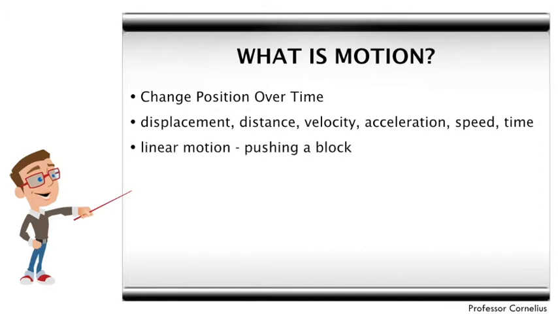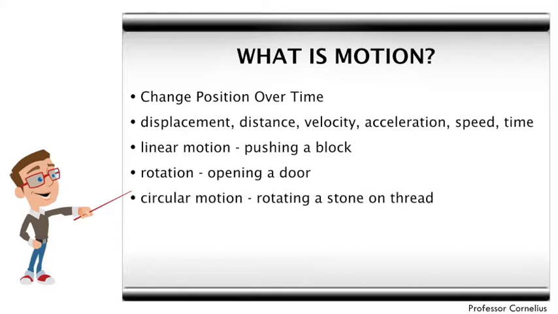Pushing a block is an example of linear motion. Opening a door is an example of rotation. Rotating a stone with a thread attached is an example of circular motion. Absolute motion cannot be determined, as there is no absolute frame of reference.